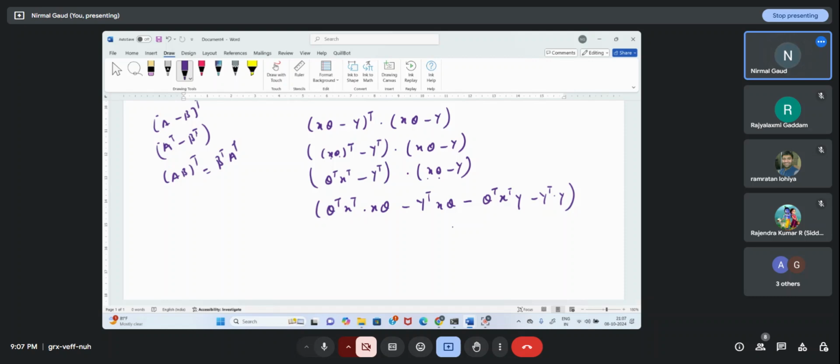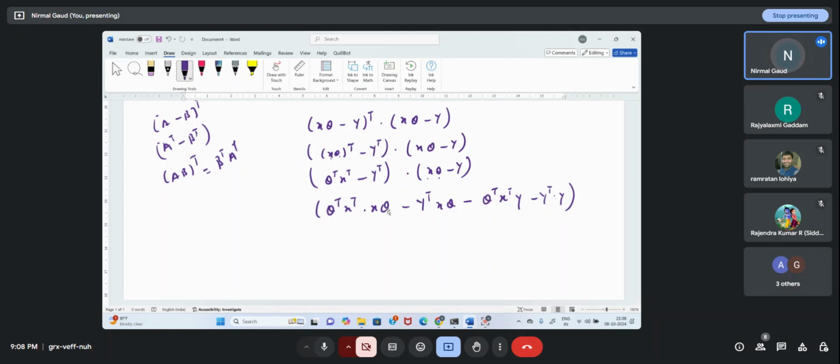Now, what can be done next? Here, y transpose y, that can be y square, possibly. That means if y is a matrix, then its square will be transposed into its own value. So this could be y square. Anything else? I do have x transpose x also, and I am having theta transpose theta. So I need to take something like a combination.